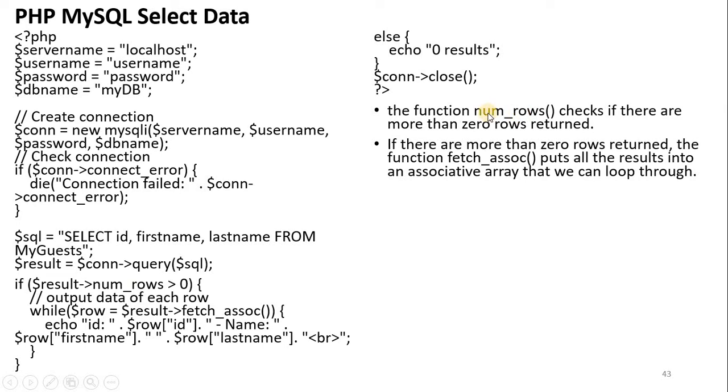Okay. So num_rows is used for checking how many rows you have, and depending upon this the elements are printed. And the fetch_assoc function puts all the results into an associative array. Okay. An associative array is one kind of array present in PHP used for storing key-value pairs. Okay. So, thank you.